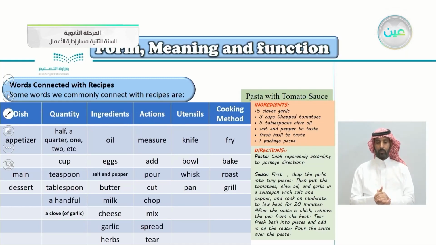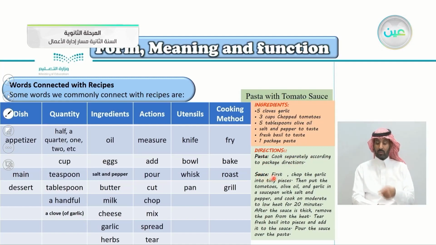Here's a pasta with tomato sauce. The ingredients: 5 cloves of garlic, 3 cups chopped tomatoes, 5 tablespoons of olive oil, salt and pepper to taste, fresh basil to taste, 1 packaged pasta. Directions: what do you do here? Pasta, cook separately according to package directions. So you cook the pasta separately.